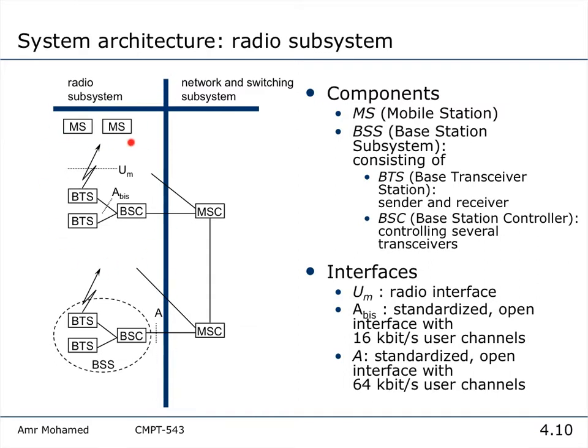Within the radio subsystem, we have the mobile station. Multiple mobile stations are connected to the base transceiver station, which is the tower, and multiple of these base transceiver stations are connected to the base station controller.